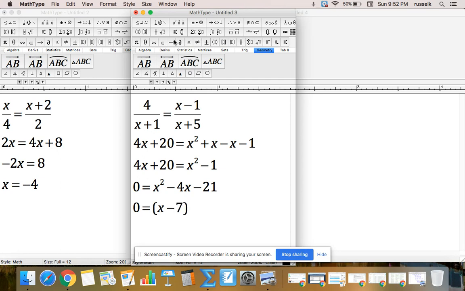X factors down into x minus 7 and x plus 3. Setting both of those equal to 0 then gives us 7 and -3. Checking both of those, when I plug in 7, I get 4 over 8, so 1/2 on this side. I get 6 over 12, which is 1/2 on this side. Plugging in -3 gives me 4 over -2, which is -2. -4 over 2, which gives me -2 as well. So both of those work.